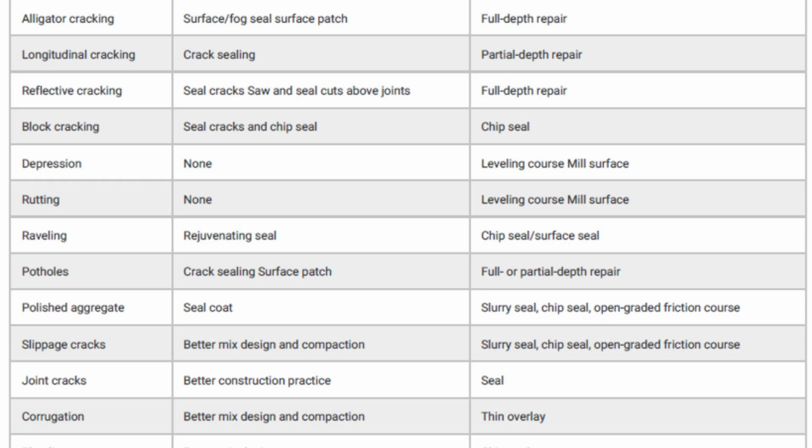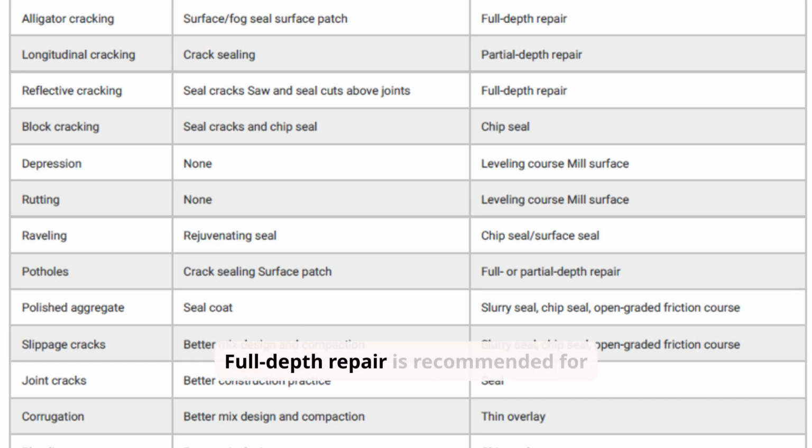1. Alligator cracking. Preventive treatments. Surface or fog seals and surface patches can help delay the progression of cracking. Repair treatments. Full-depth repair is recommended for significant alligator cracking as it addresses the underlying issues. 2. Longitudinal cracking. Preventive treatments. Crack sealing can help prevent further damage. Repair treatments. If cracks do not go through the full depth, a partial depth repair is appropriate.